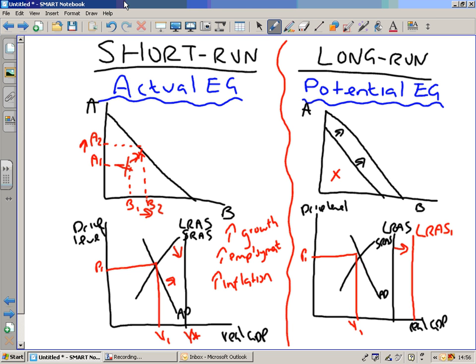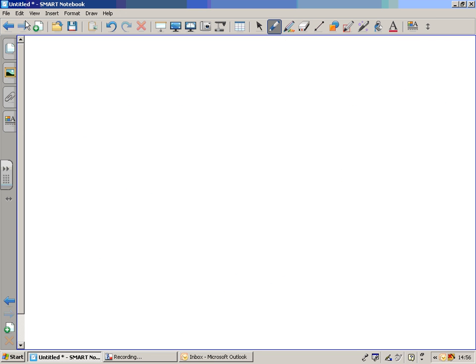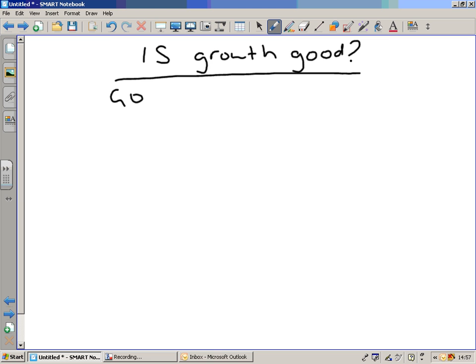Very, very last thing that I forgot to mention actually here in this topic is economic growth a good or a bad thing or not? So if we try and increase our economy's size, is it a good thing or not? So is growth good? Okay, now we know that the good things of increased economic growth will be more jobs.